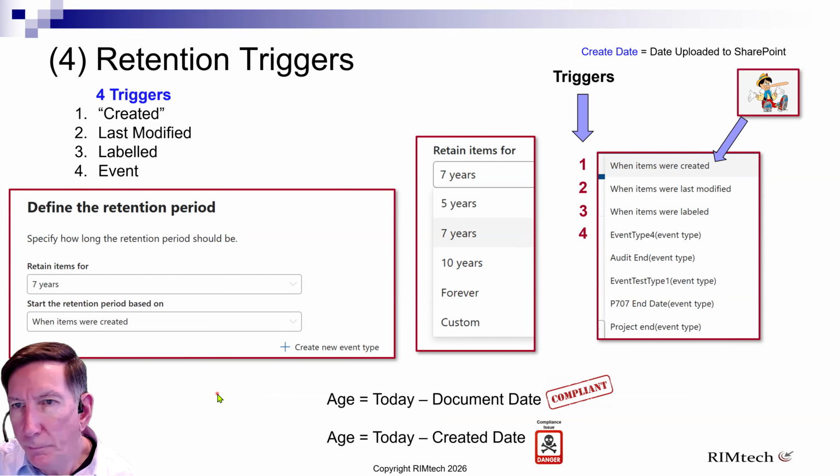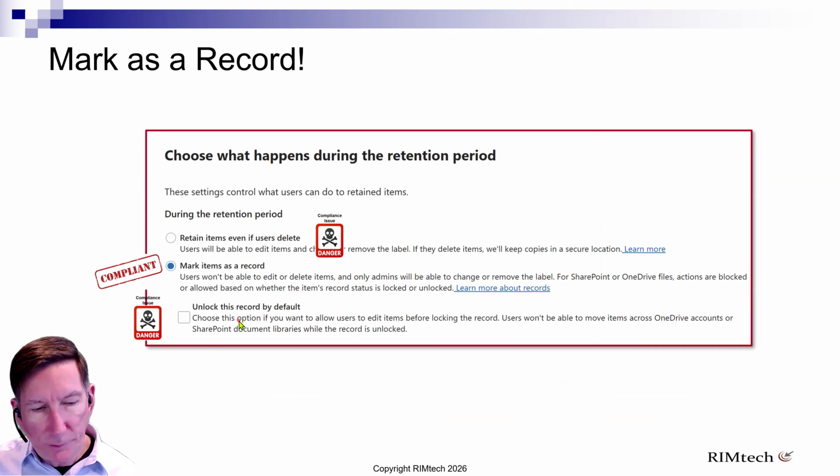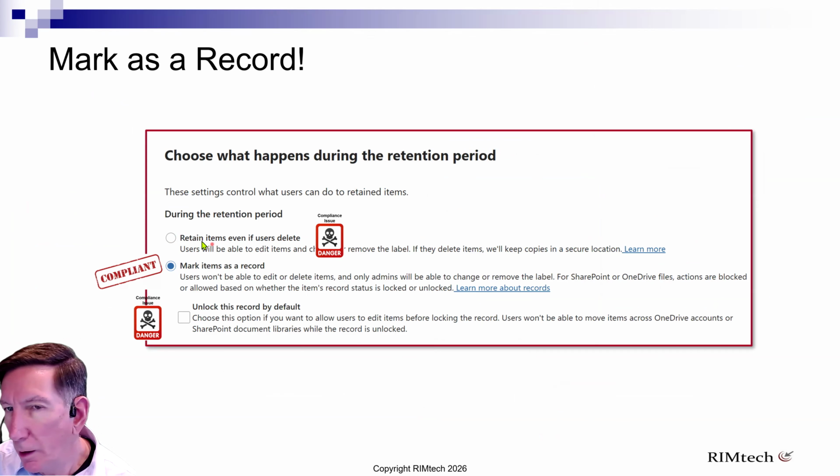Okay, so now we've got that out of the way. Now, the next step is to choose what happens during the retention period. We want it marked as a record. There is no other option. So do not pick this one. Retain items even if users delete. No, no, no, no, no. And unlock a record, the whole business of unlocking is toxic. Don't even go there. So we're going to just do mark items as a record, nothing else.